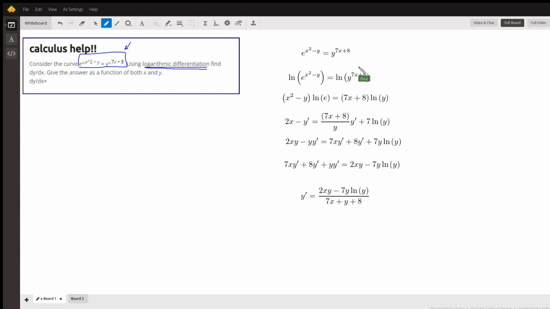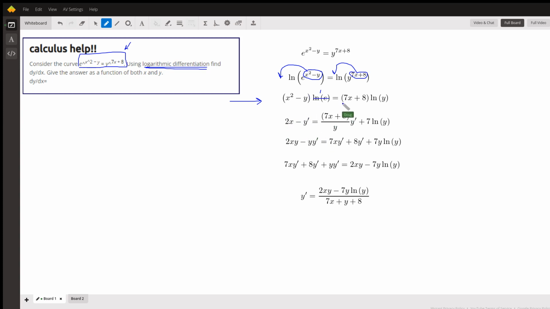a variable. So what we're going to do is take the natural log of both sides, and that allows us to use the power property of logarithms by moving these exponents down front. And that's what's happened on this line. And the natural log of e is just 1, so we can ignore that factor and then start doing our implicit differentiation. So the derivative of x squared is 2x minus the derivative of y, which is y prime.